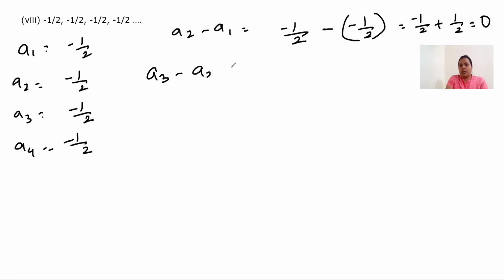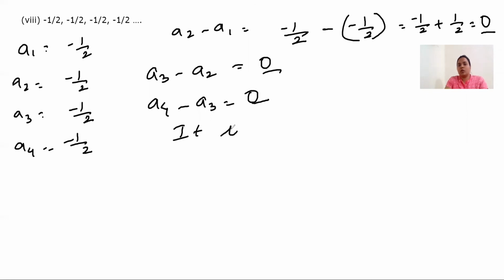Same way, A3 minus A2 will also be 0. A4 minus A3 will also be 0. So we have the same difference, that is 0. So it is an AP. I told you in the starting also that the common difference can be 0, can be negative, can be positive. So in this, D is 0. So it is an AP.